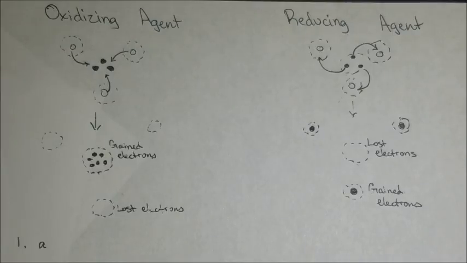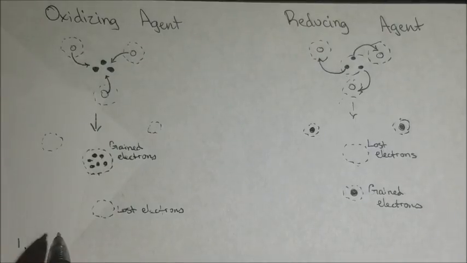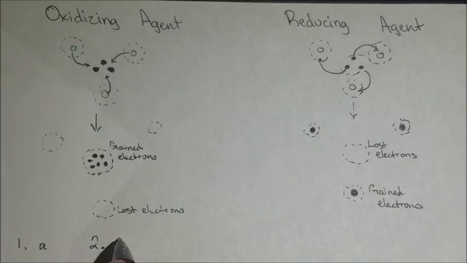And so the thing that does the reduction is the reducing agent. And it is what is losing the electrons. It's giving them up to its surroundings. Therefore, the thing that loses electrons is the reducing agent. So then number 2 is B, reducing agent.